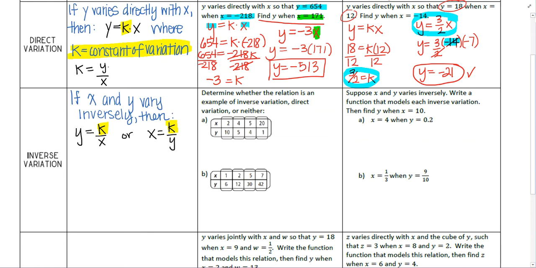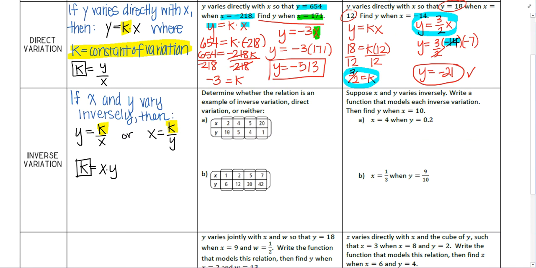So if you look at a t-table and you divide the y by x in all of the pairs, it will always be this constant. Similarly, in either inverse equation, if I solve for k, I get k is equal to the product of x and y. If you recognize the product of x and y is always constant, then it is an inverse variation. That's the easiest way to check in a t-table. So let me show you how that would work.